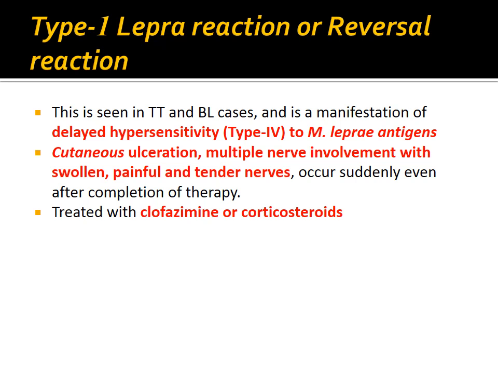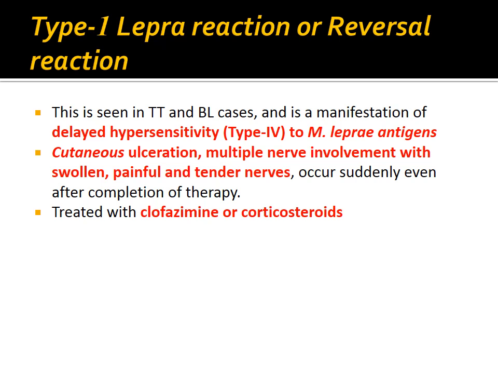There are 2 types of lepra reaction. First we will see type 1 lepra reaction, or reversal reaction. What is this? This is seen mostly in TT, meaning tuberculoid, or BL, meaning borderline lepromatous cases. There is a manifestation of delayed hypersensitivity to the Mycobacterium leprae antigen. You know delayed hypersensitivity is a type 4 hypersensitivity, cell-mediated immunity. Because of killing of lepra bacilli, their antigens are released and a delayed hypersensitivity reaction happens to these antigens.